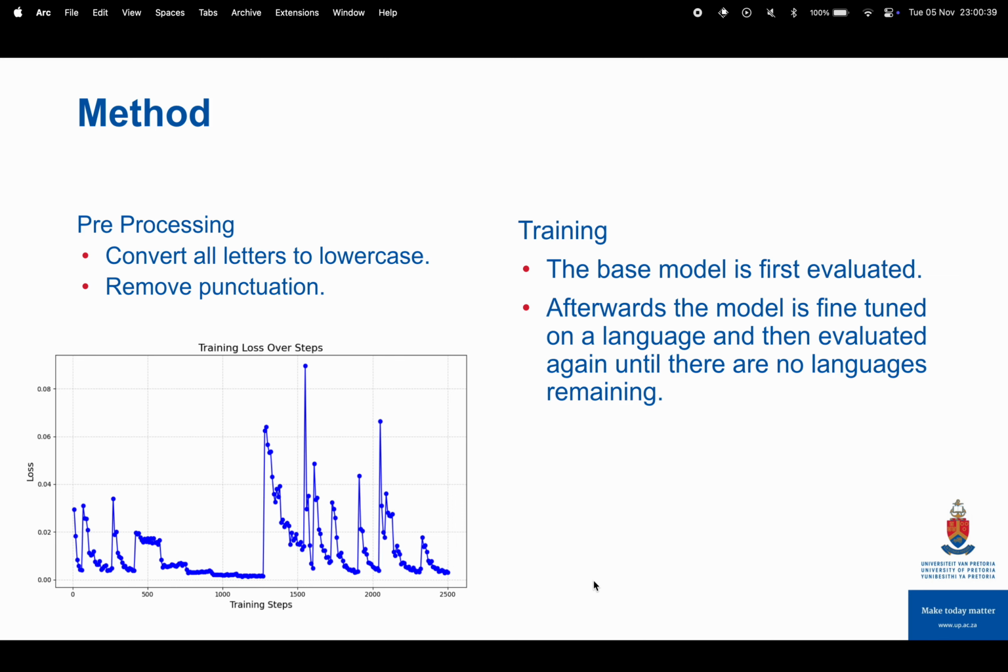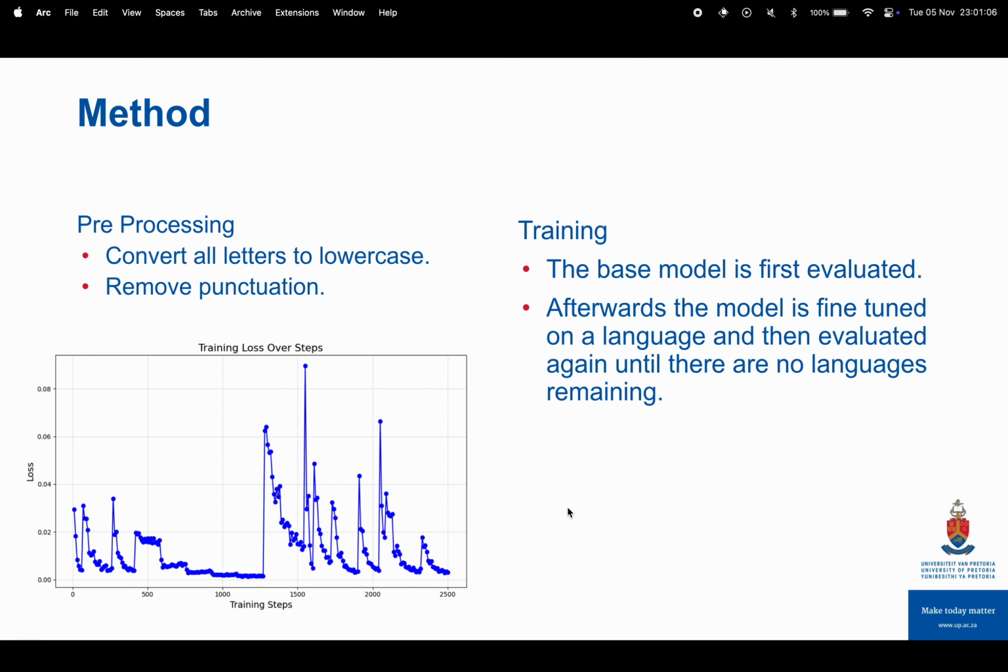As for the training, I first evaluated the base model, and the base model was a multilingual SentenceBERT model. So the multilingual model is trained on, I believe, over 50 languages, and some of those languages were in my data set, some were not. And after the model was first evaluated, it was fine-tuned on a language, and then evaluated again, and then fine-tuned on the next language and evaluated again until there were no more languages to fine-tune it on.